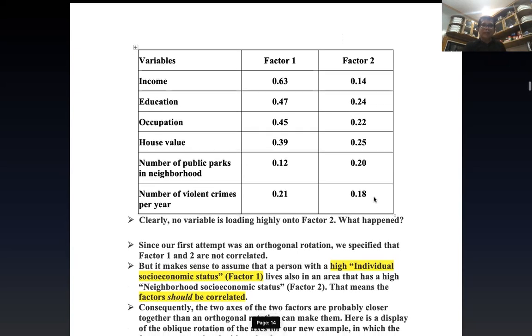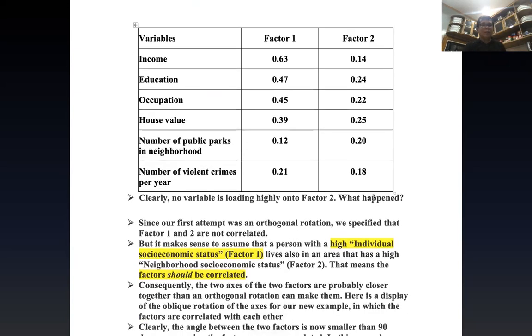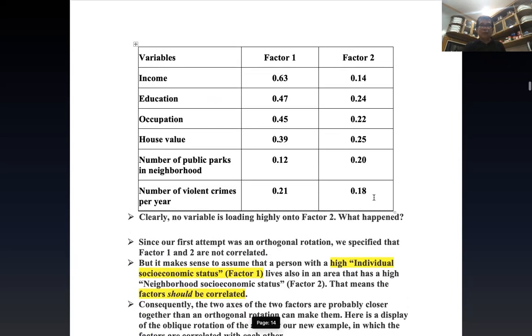So based on the table, clearly no variable is loading highly onto factor 2. If you notice, 0.14, 0.24, 0.22, 0.25, 0.20, 0.18 are actually lower than 0.4. We base our standard of acceptable loading as at least 0.4.